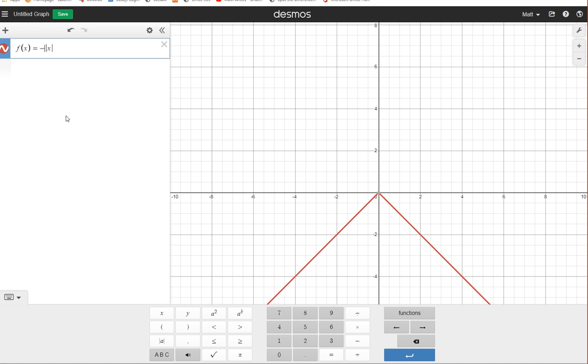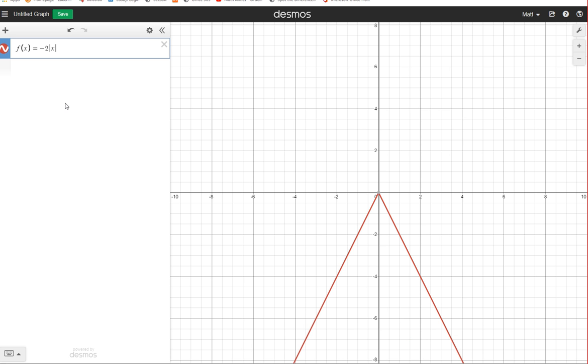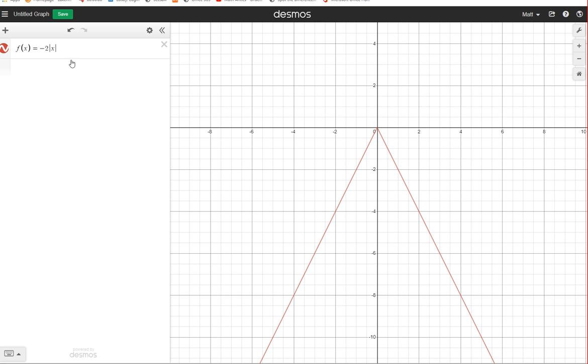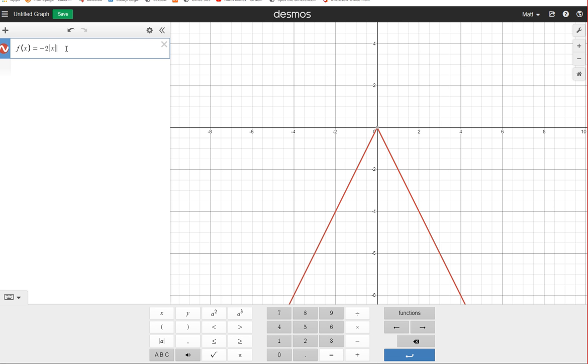Now I want you to do a vertical stretch by a factor of 2. I want you to stretch this out vertically by a factor of 2. Well, how do we do that? We multiply it by 2. And now it's stretched out kind of thinner, skinnier function.